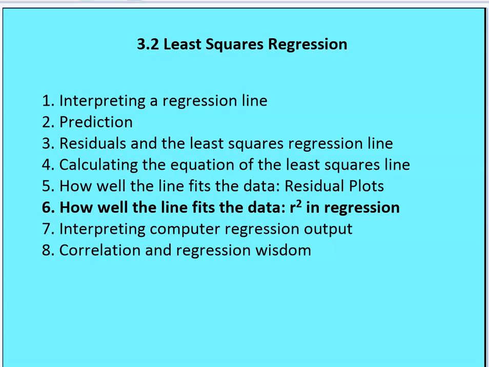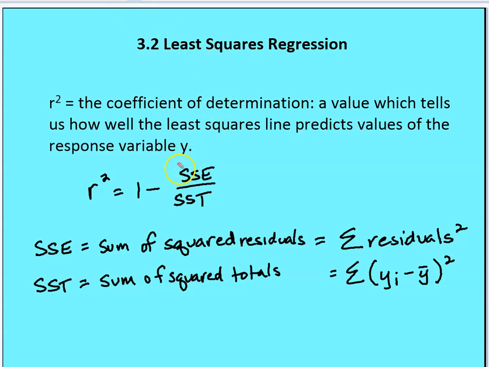All right, so how well the line fits the data is R squared in regression. And the R squared data is going to be, we call it the coefficient of determination. And by the way, it is the squared value of the correlation coefficient. It's a value which tells us how well the least squares line predicts the value of the response variable y.